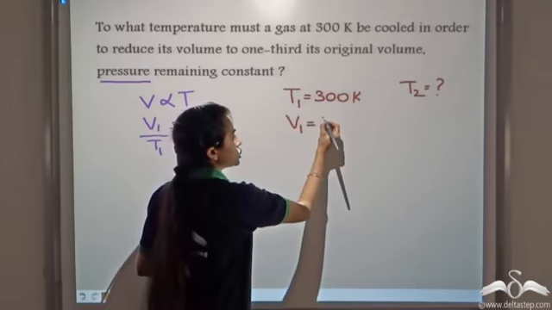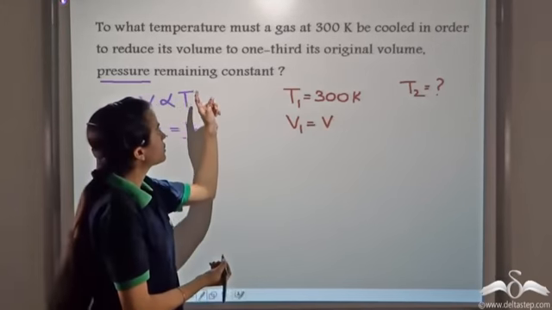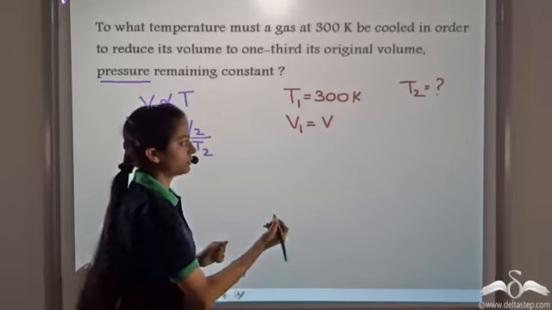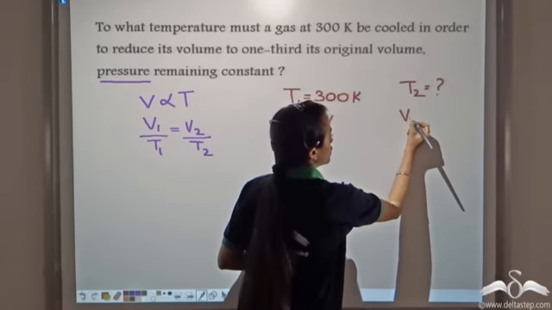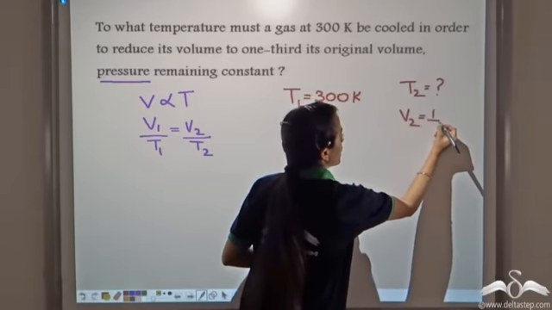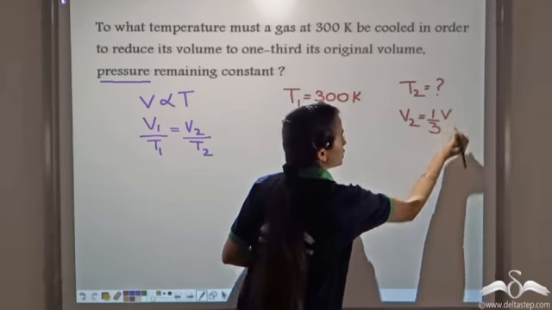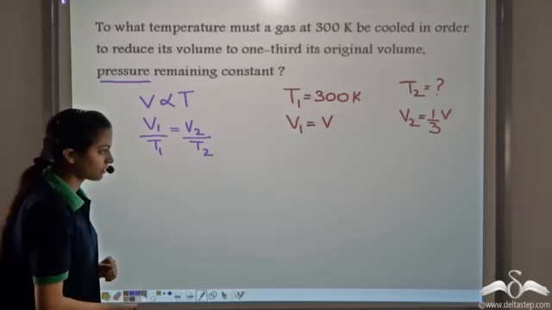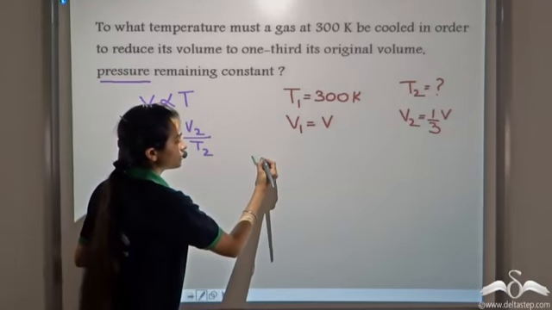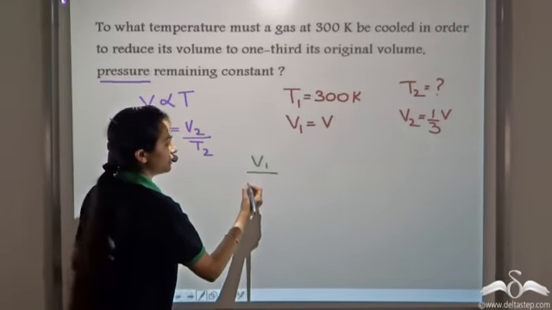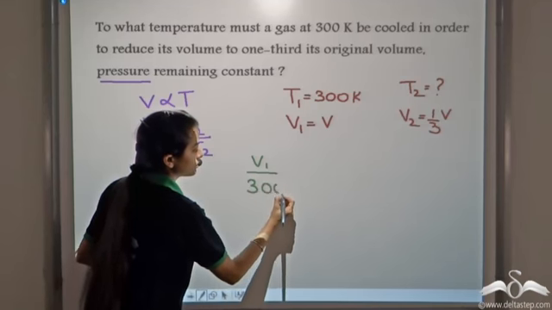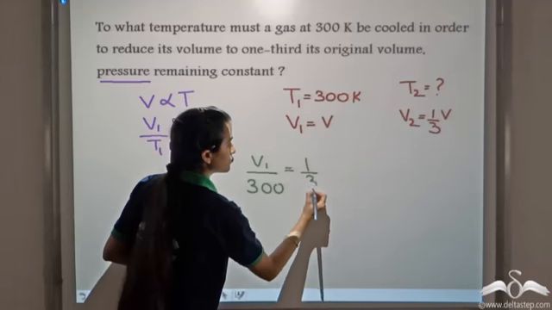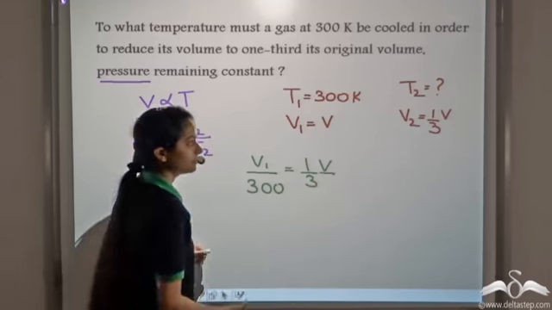Let's take the initial volume to be V, since we are not given any volume, and it says that the volume is reduced to 1/3. This means the final volume is 1/3 the original volume. Now let's apply Charles' law to this. So we have V1 by T1 is equal to V2 by T2.